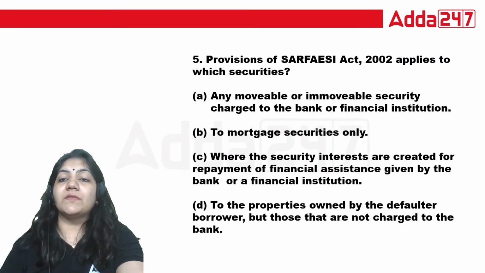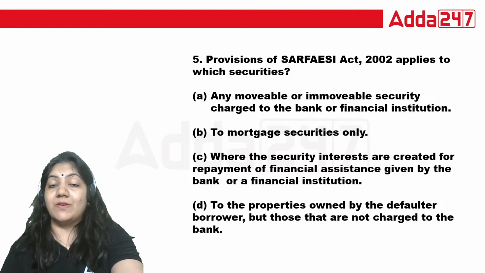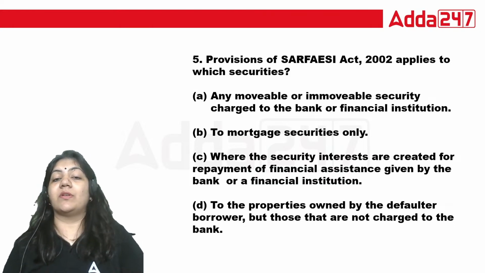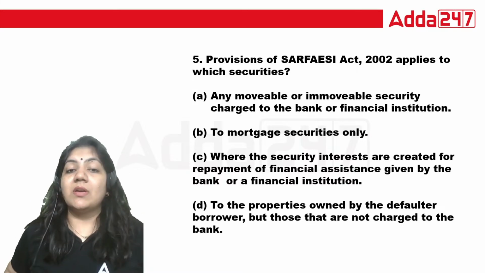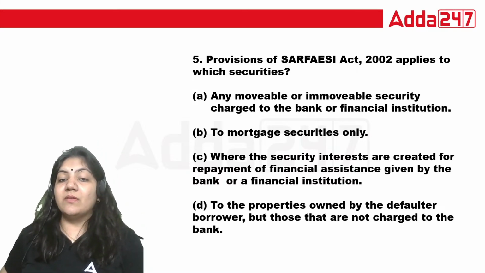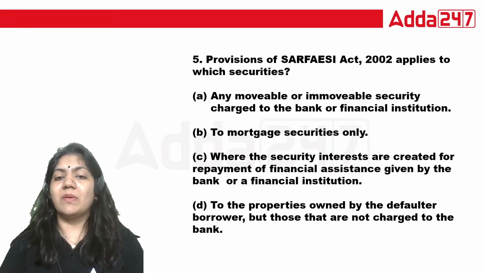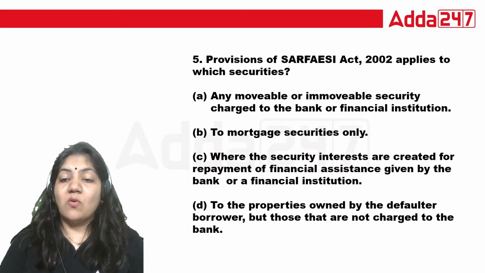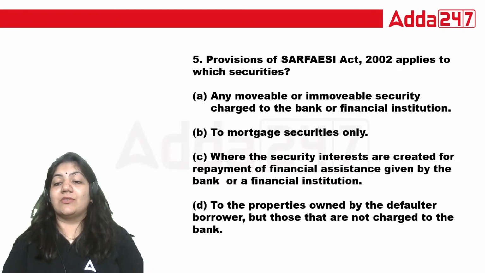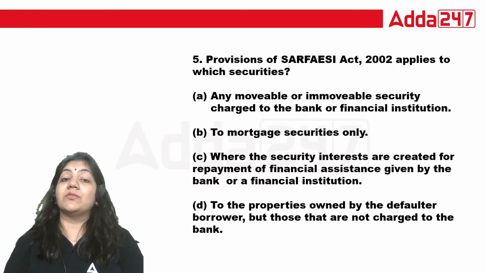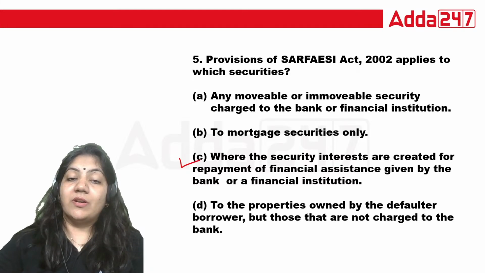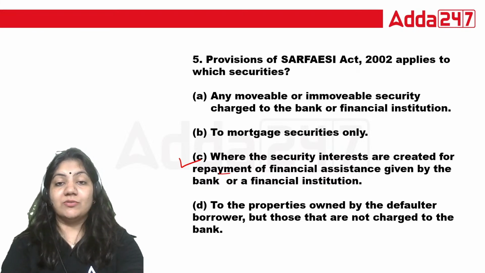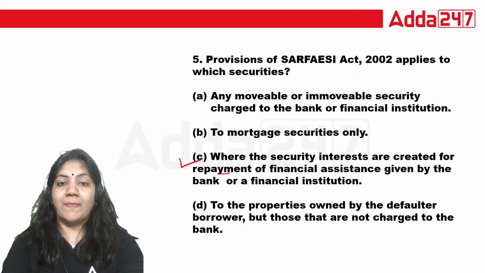Next, provisions of the SURFACE Act apply to which security? First, any movable or immovable security charged to the bank or financial institution. Second, mortgage security only. C, where the security interests are created for repayment of financial assistance given by the bank or financial institution. D, the property owned by the defaulter borrower, but those that are not charged to the bank. So SURFACE will apply to which security? Security interest which is created for repayment of financial assistance given by the bank and financial institution. So this is the right answer. Is that okay? So this is the right answer for this question.